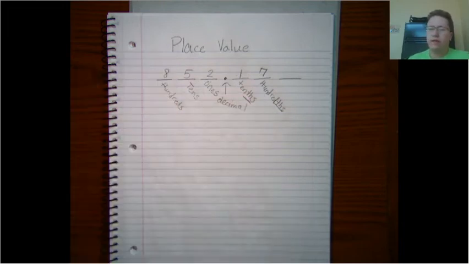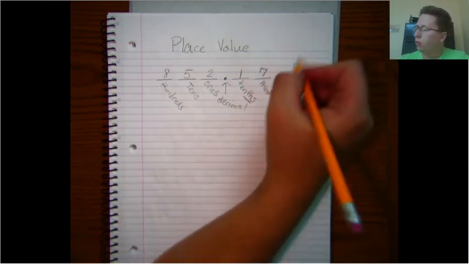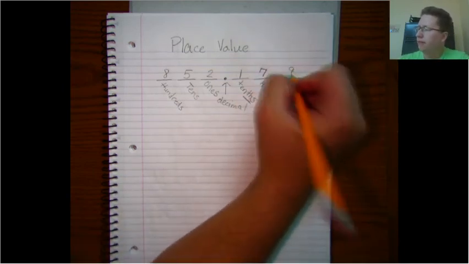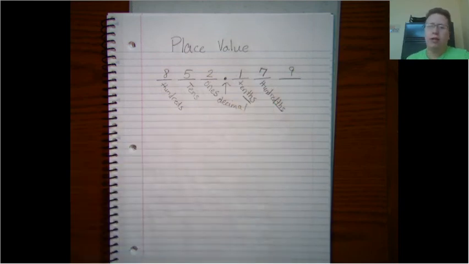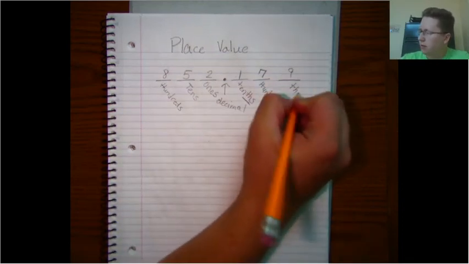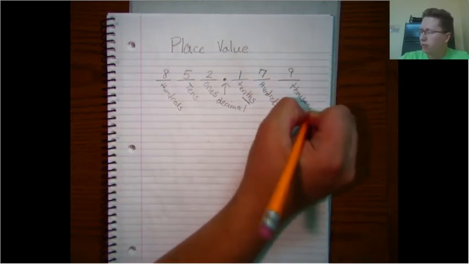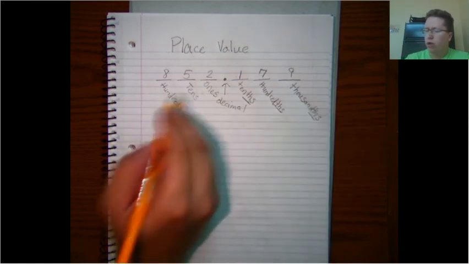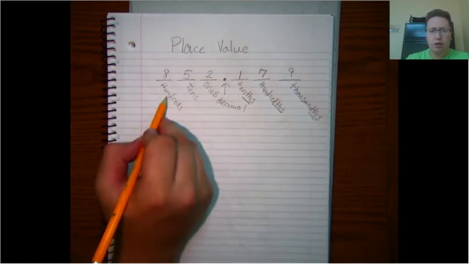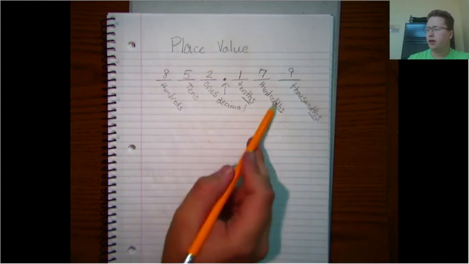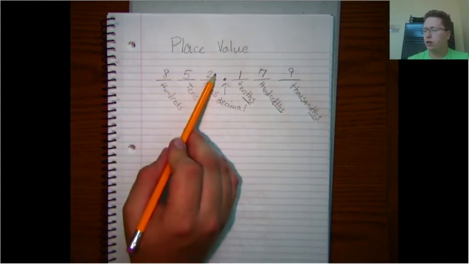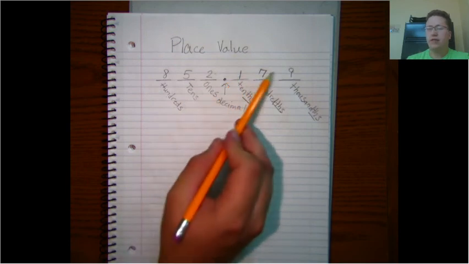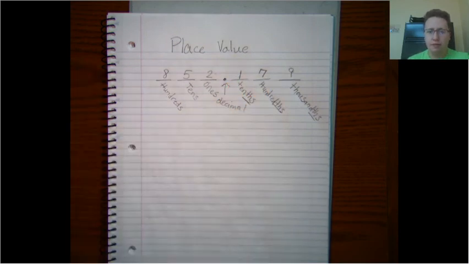Now, we're going to put one more place after it, a 9. Well, if it goes tenths, hundredths, what do you think would be next? Thousandths. Good. So to wrap up this video, you have your ones place, your tens place, your hundreds place, then you have your tenths, hundredths, and thousandths. So 852 and 179 thousandths.